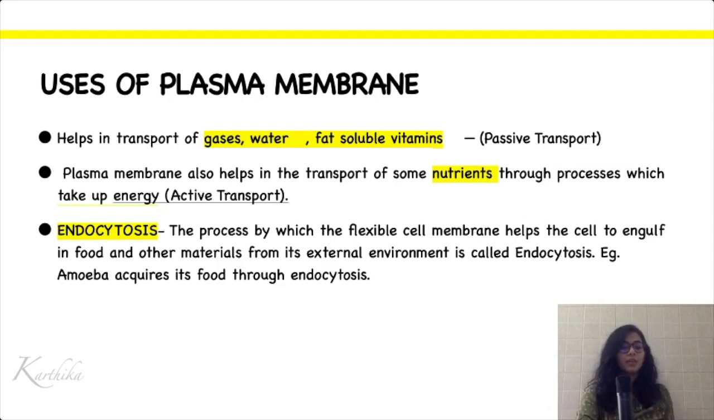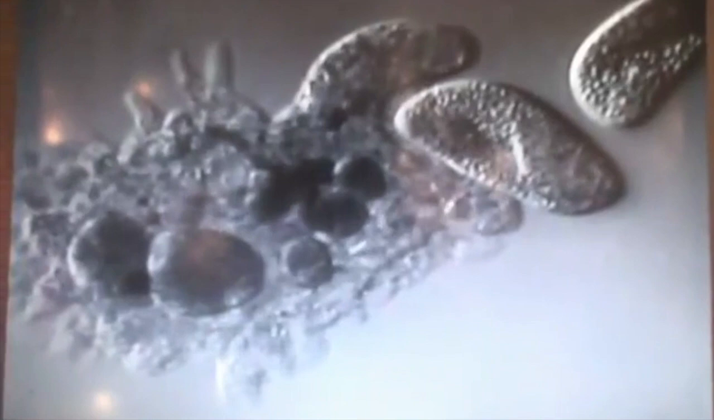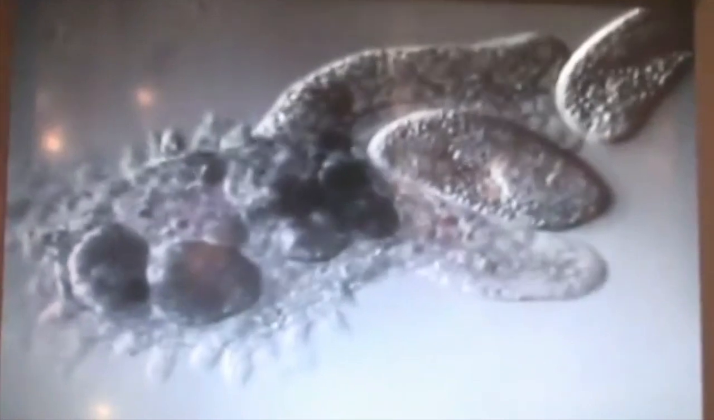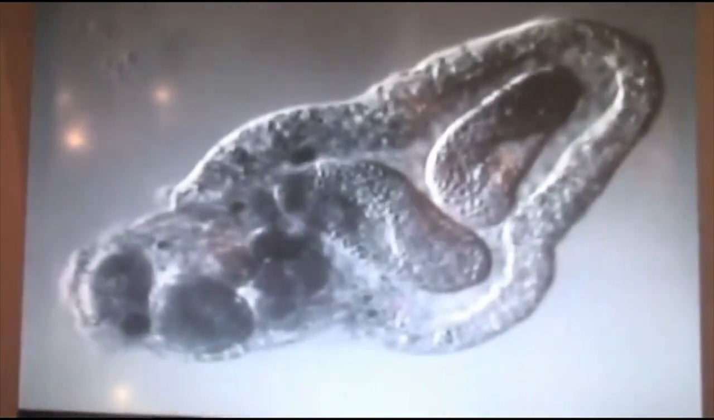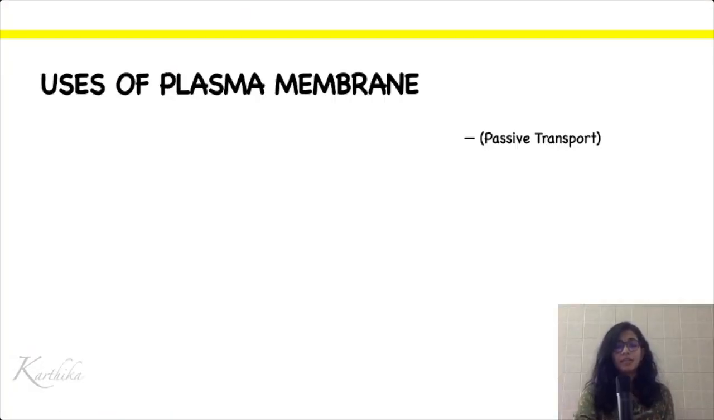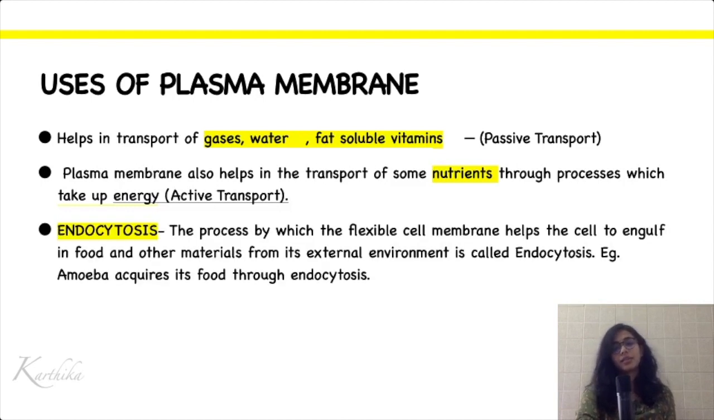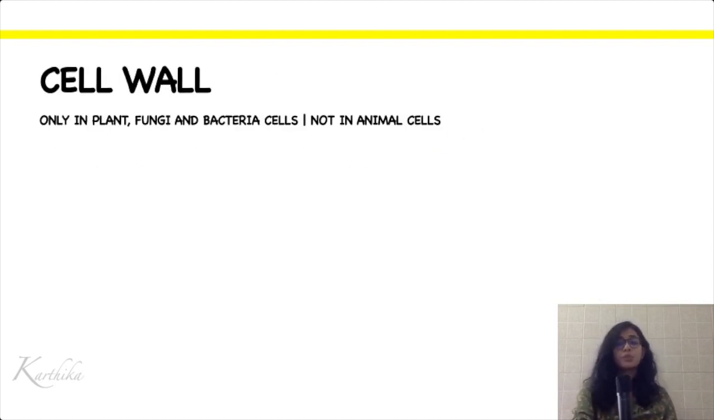There's an interesting video that I want to show you. Yes, this video is about how an amoeba eats a paramecium. Credits to Mr. Vijay T on YouTube. See how the plasma membrane is able to help it flexibly, like hugging, engulfing the paramecium inside, and it's getting digested inside the amoeba. So those are the uses of plasma membrane transport, then endocytosis. Now we move on to the cell wall.